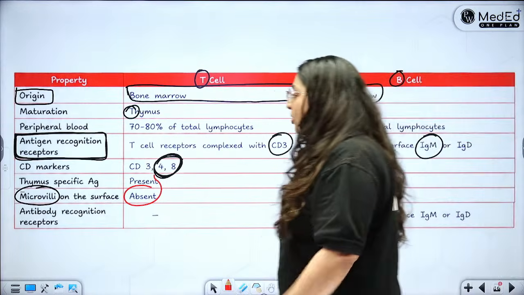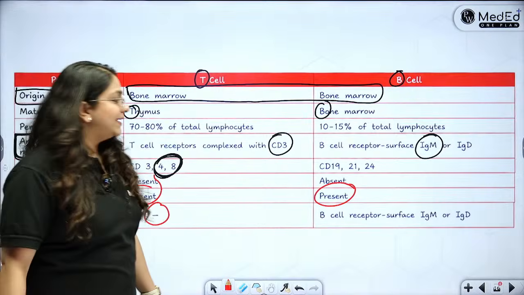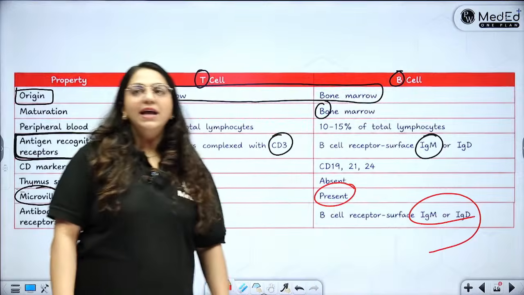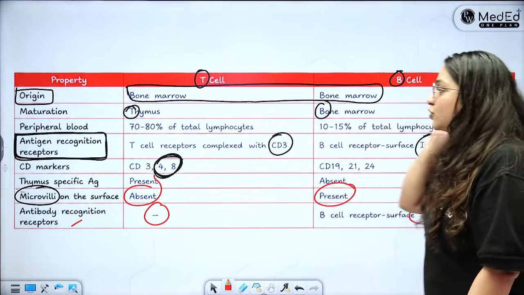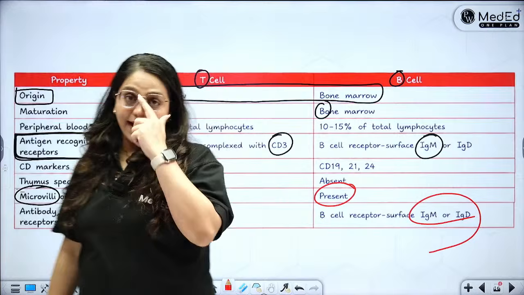Then you have antibody recognition receptors. None. A T cell does not need to recognize an antibody, whereas B cell receptors are themselves the IgM or the IgD, like I had told you, right? So you can easily write a differences table, because it is always a problem to come up with what to write, but now you can easily write it.